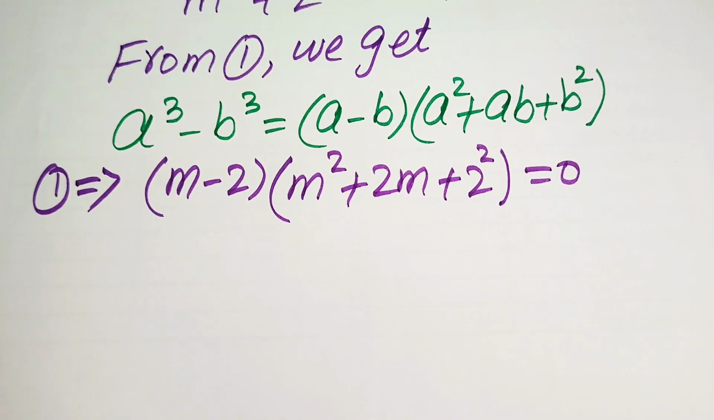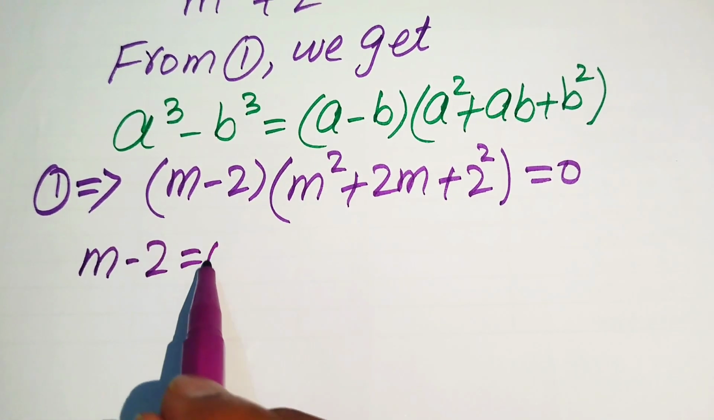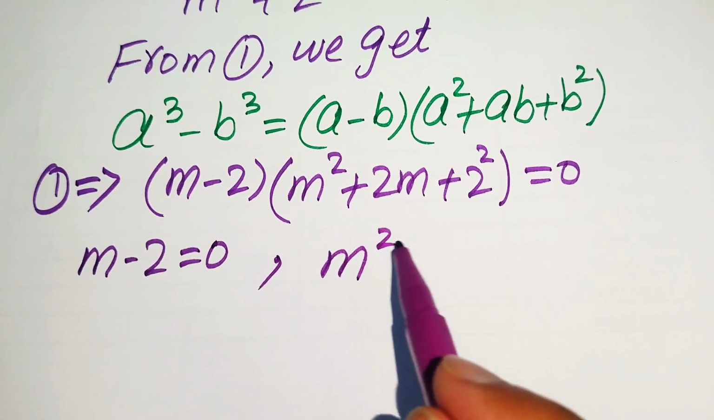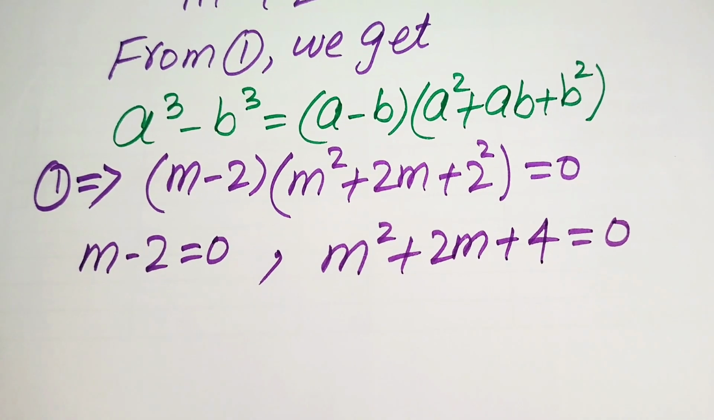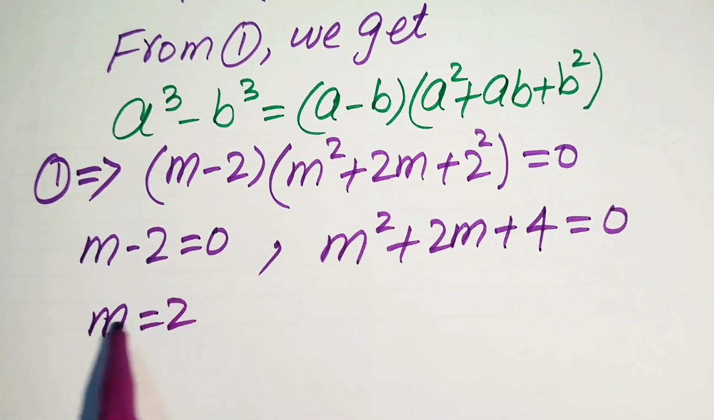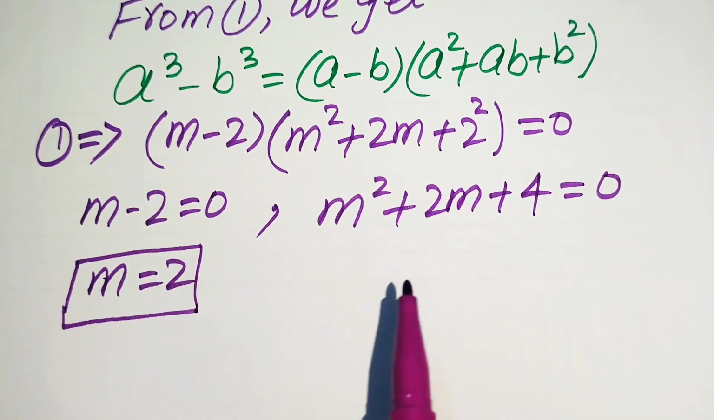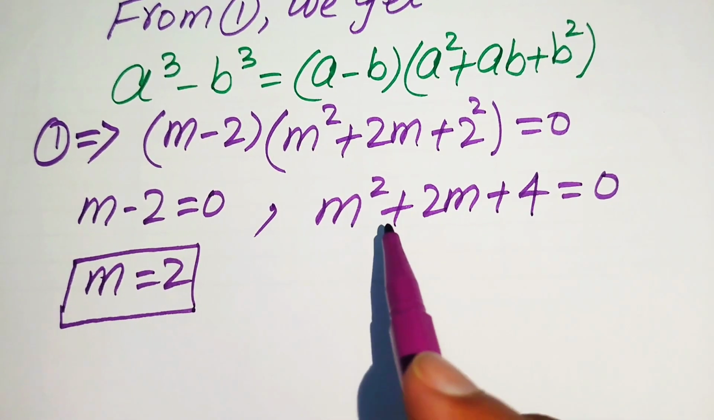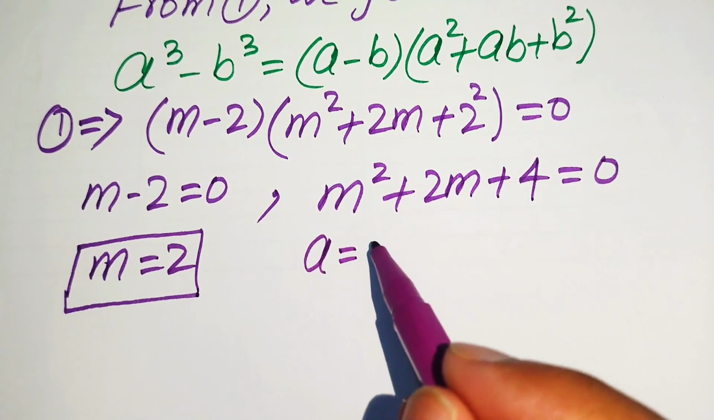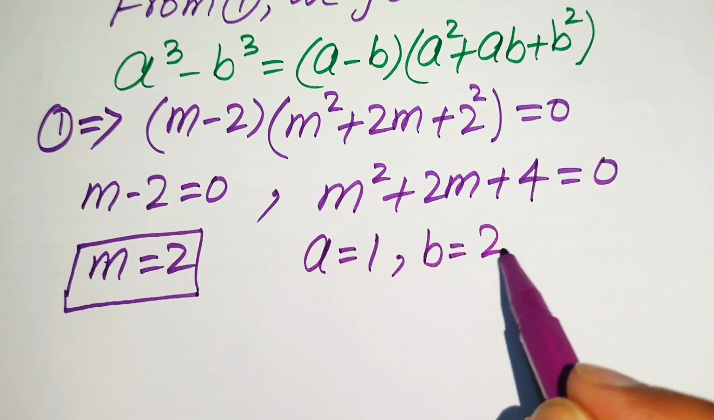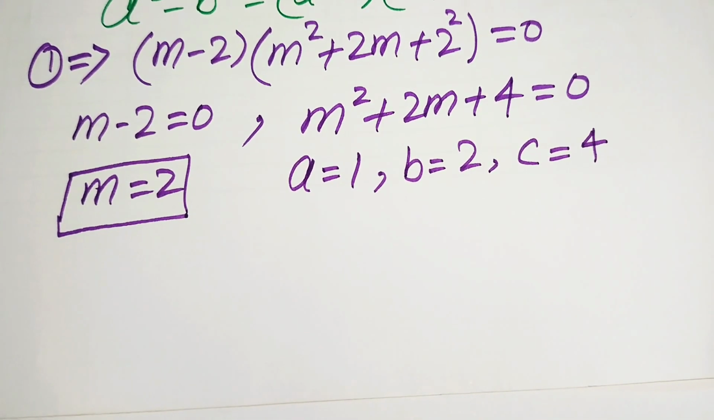After that we again make two cases. Our first case is m minus 2 equals 0, and the second case is m square plus 2m plus 4 equals 0. In the first case we easily get the value of m equals 2. So this is our first real root, and now in order to find the other roots we need to solve this quadratic equation by using the quadratic formula. We first write the coefficients of this equation: a equals 1, b equals 2, and c equals 4.